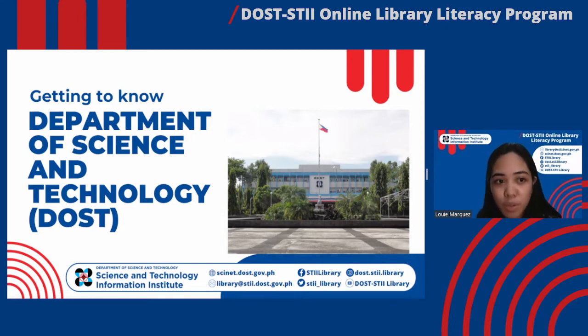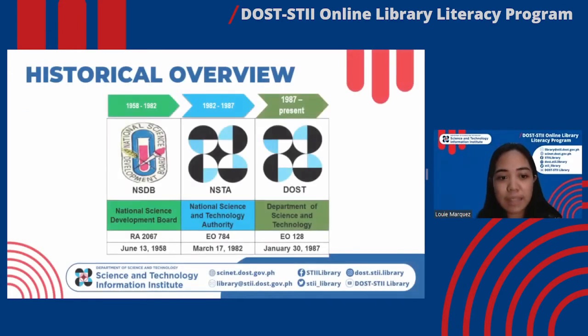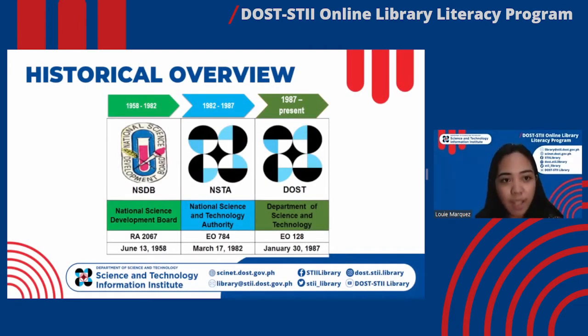So for those who don't know, ang Department of Science and Technology po ay matatagpuan sa Bicutan, Taguig City. And for the historical overview, from 1958 to 1982, DOST was formerly known as the National Science Development Board or NSDB. From 1982 to 1987, it was changed to National Science and Technology Authority or NSTA. And finally, in 1987, by virtue of Executive Order Number 128, it was changed to Department of Science and Technology or DOST as it is known until today.